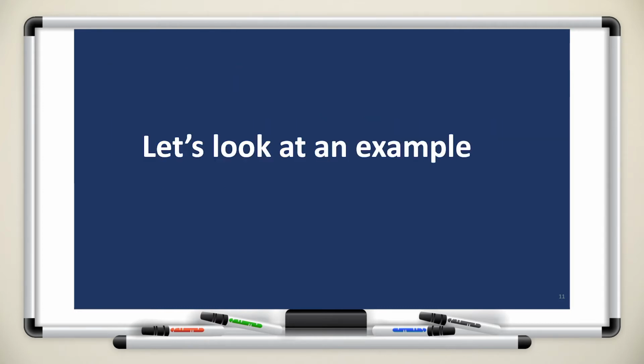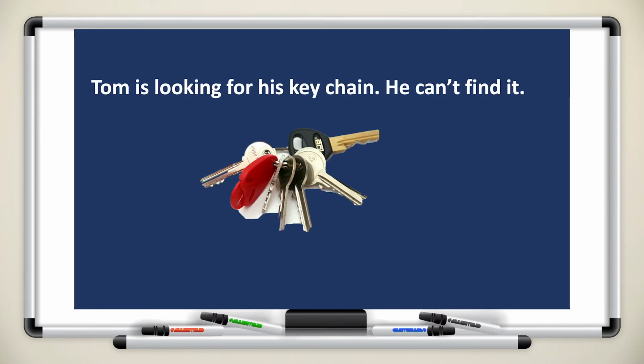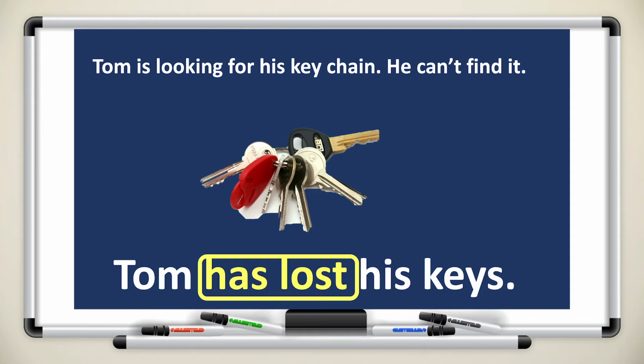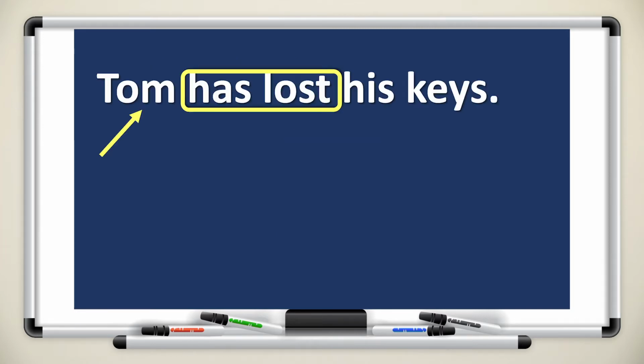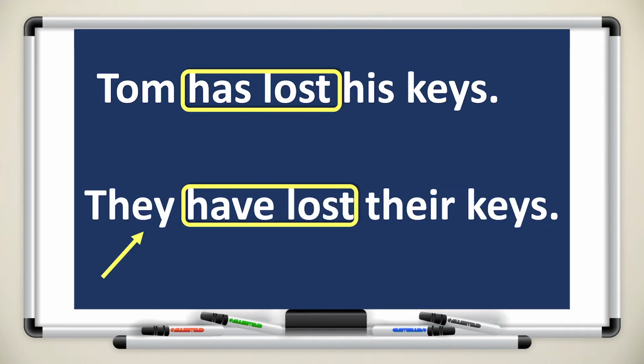Okay, let's look at some more examples. Here we have Tom. Tom is looking for his keychain. He can't find it. How can I use the present perfect to talk about that? Basically, I can say that Tom has lost his keys. What do you notice here? Look at the yellow words. Has and lost. Tom has lost his keys. If I'm talking about Tom and his friends and they both lost their keys, I'll say they have lost their keys. This is the key of the present perfect.